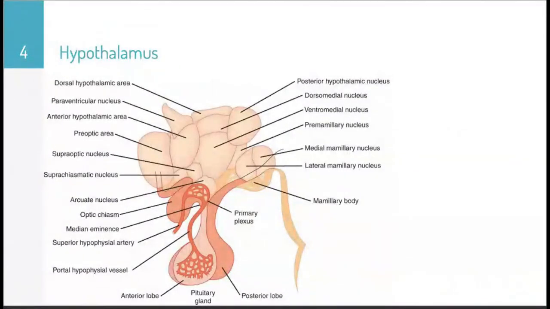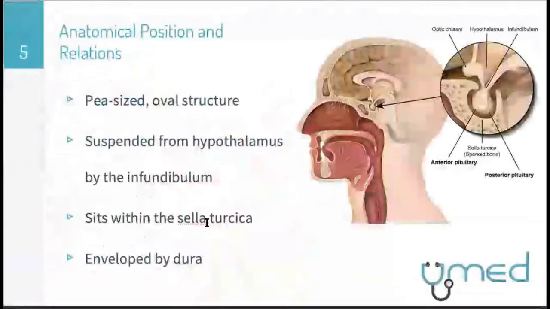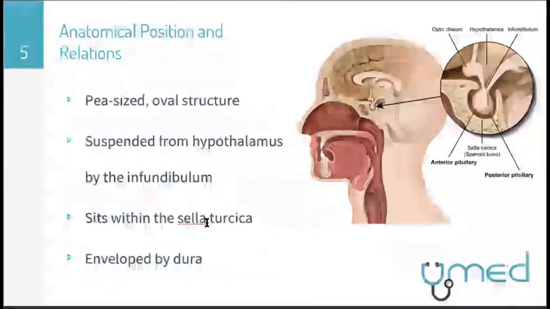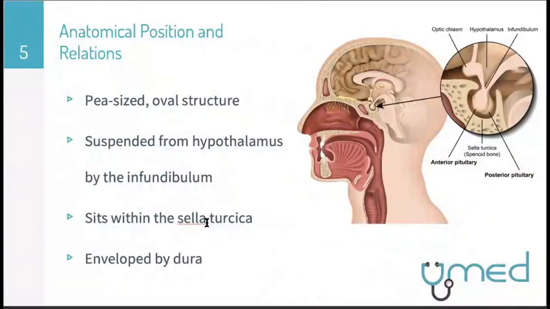Okay, moving on. So with everything, you need to know your anatomical positions and relations. They're always going to ask you about this. It's important for surgery, for pathology, because which structures are going to be affected if you have a fracture here, etcetera, stuff like that. So let's talk about the pituitary gland a little bit first before we go into the relations.